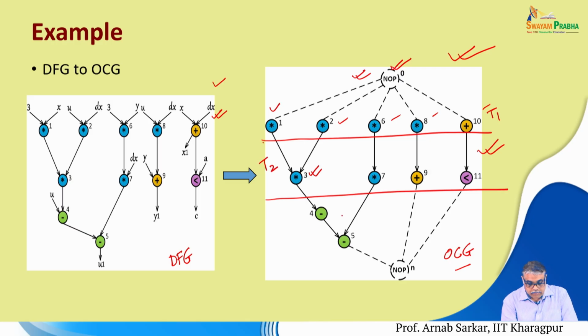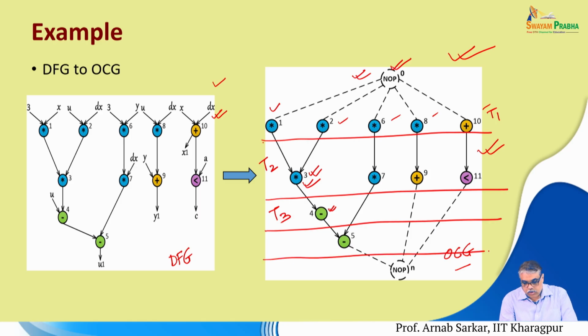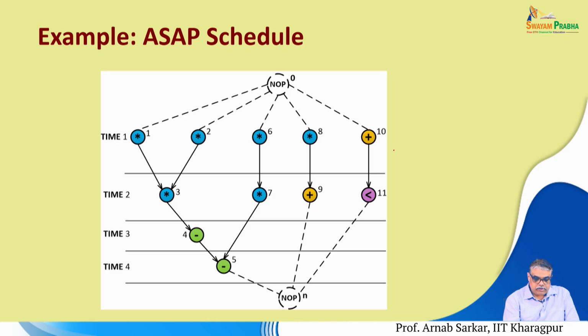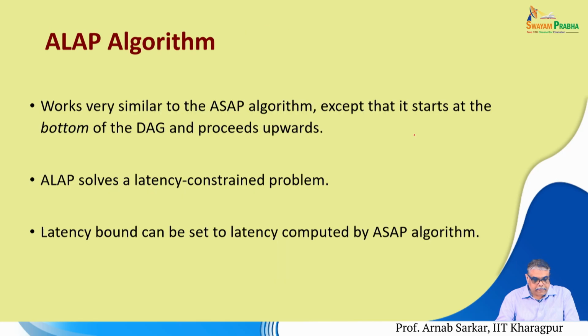However, node 4 cannot be executed in time step 1 or time step 2, because node 4 cannot be executed unless node 3 completes its operation. So, node 4 can be performed in time step 3, and finally, node 5 can be performed in time step 4. So, this is the earliest possible, or the ASAP schedule, the same ASAP schedule that we explained in the last slide.